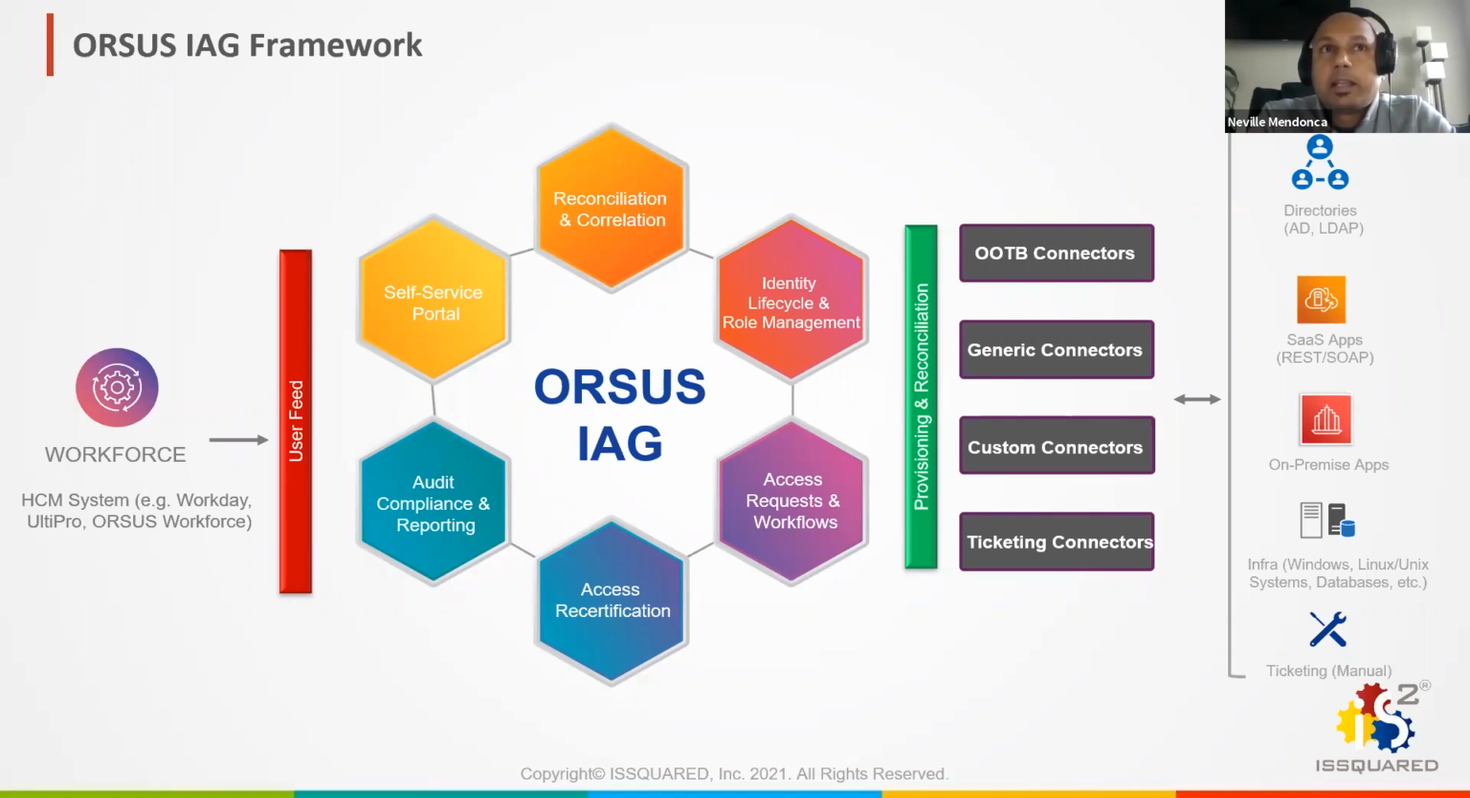And then you have those applications which have no APIs in any shape or form, for which we have the ticketing connectors. This is where you have all your processes automated and streamlined in ORSUS, but the final step where you provision or deprovision access is converted into a ticket in a ticketing system. This ticket has all the details listed. Then this ticket is assigned to the application administrators, who can manually go and perform those actions on these applications, come back, close the ticket, and that closes the workflow within ORSUS.